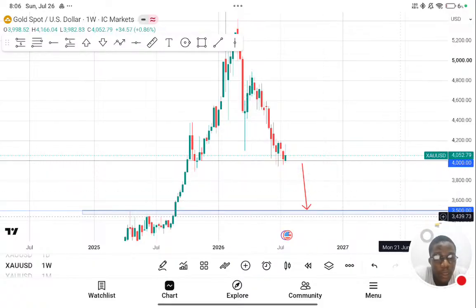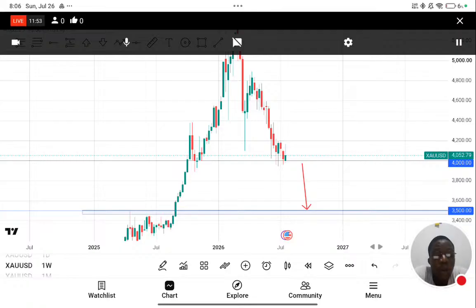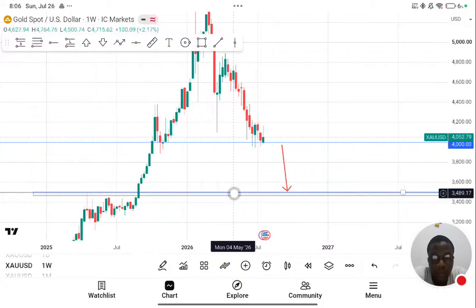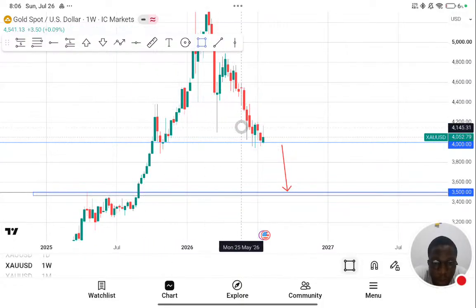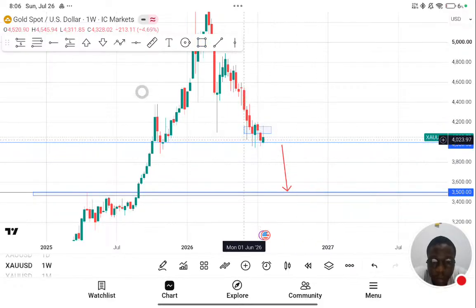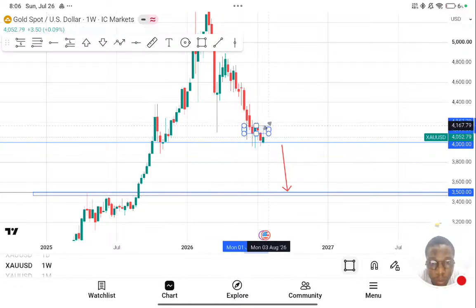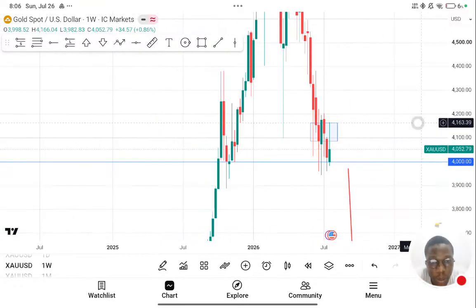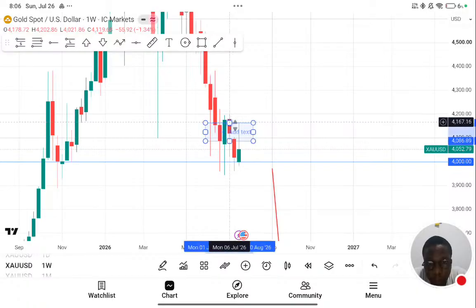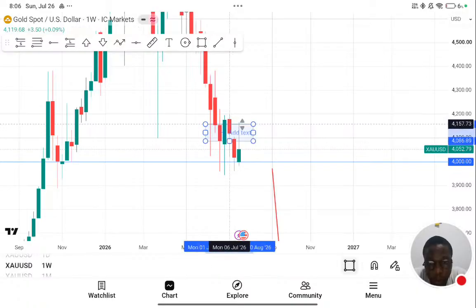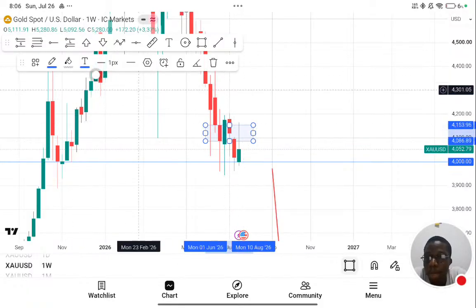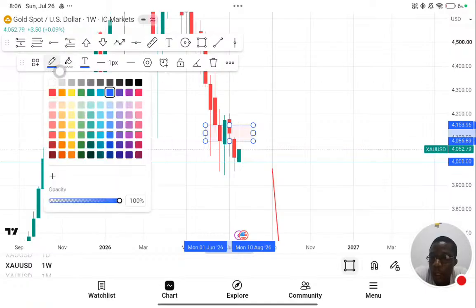And do you know what's amazing about gold? It always comes to where the money is. It comes to where the liquidity is. Take it or leave it. From the weekly perspective, this has been a very major resistance, right here. So long as price doesn't break above 4,200, 4,300, we are still bearish overall on gold. So that's what I see happening on gold.